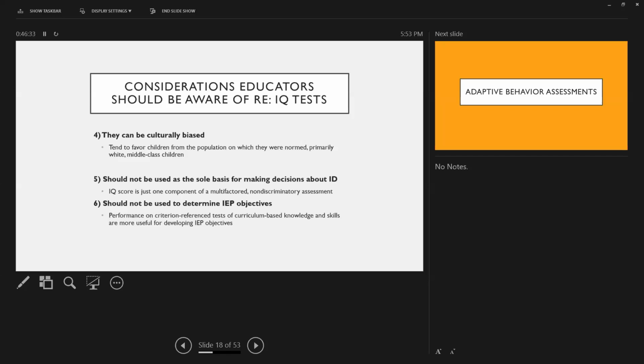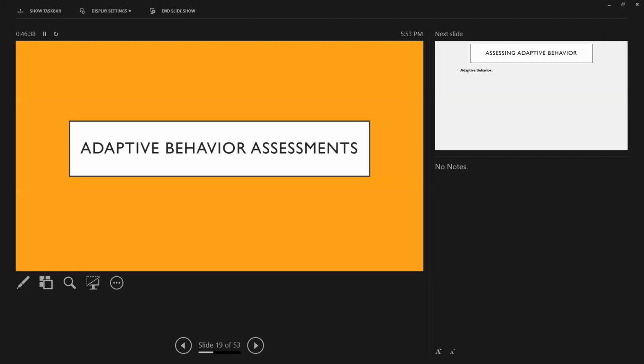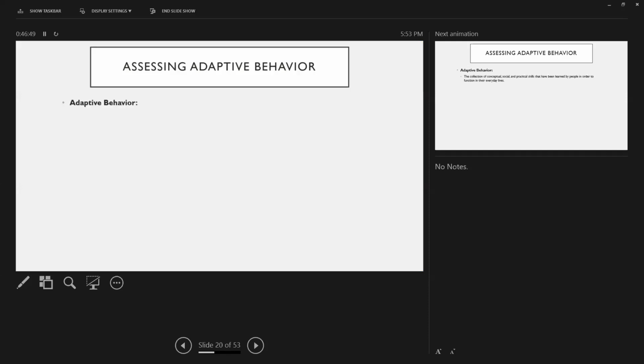Okay, so we talked a bit about IQ tests. We have a few more minutes before break. I'd like to jump into adaptive behavior assessments, right? Because this is the other component of an intellectual disability diagnosis. So we've talked about adaptive behavior already. Basically, the stuff that we need to be able to do to function in our everyday lives. Our textbook classifies them as conceptual, social, and practical skills.